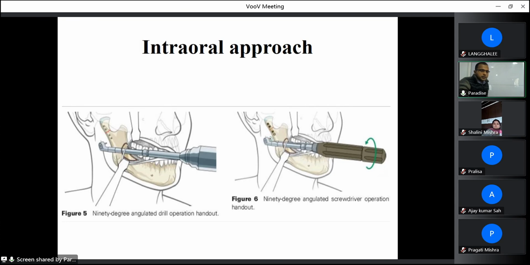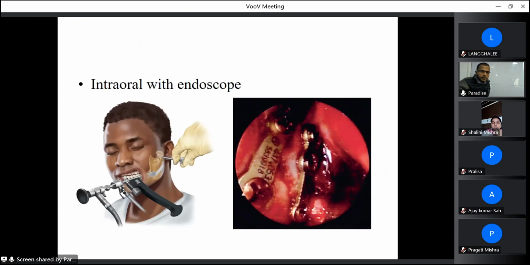For patients, it's easy. There will be no hazards. They don't have to worry about complications of the parotid gland, facial nerve or retromandibular vein. There will be no scar mark because the intraoral mucosa will heal very well, and even if there is some scarring in the oral cavity, it doesn't matter. This is intraoral with endoscope. You put the camera intraorally and watch the screen. You can see on the screen like this.